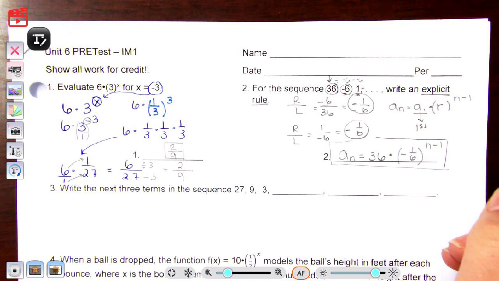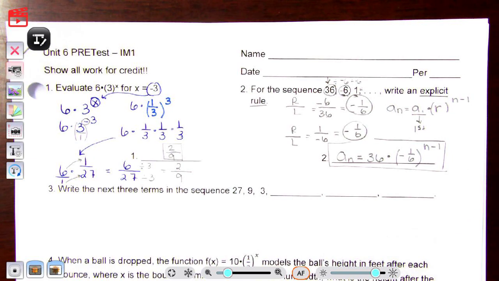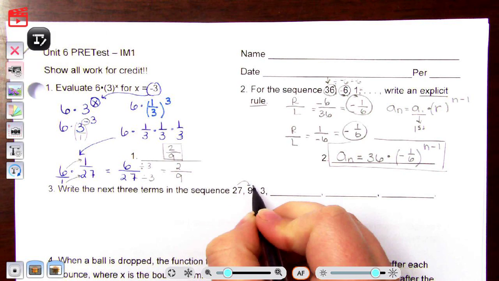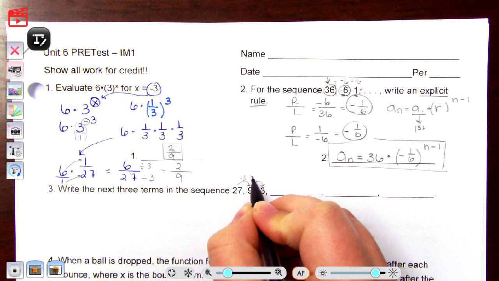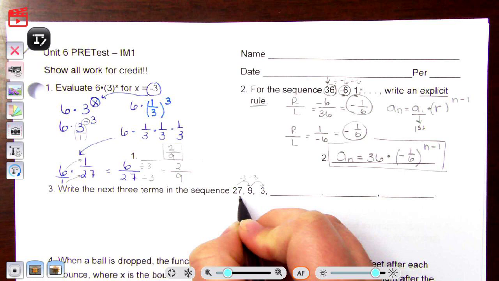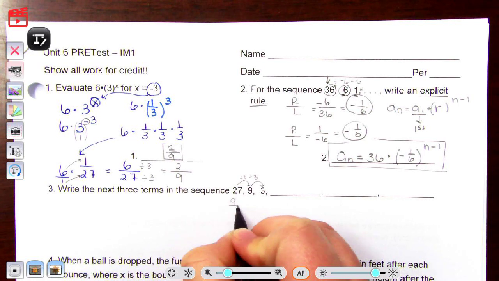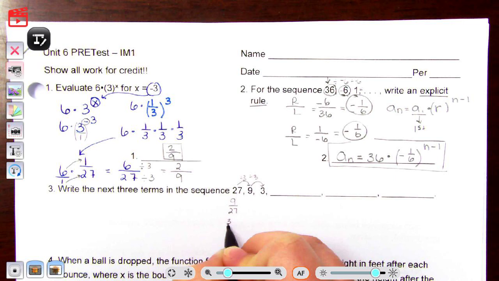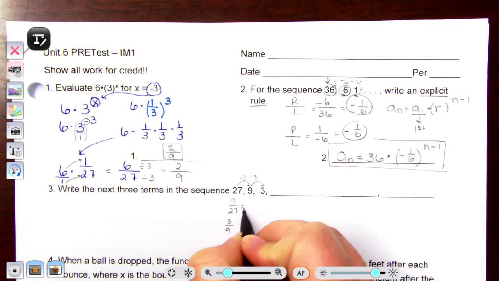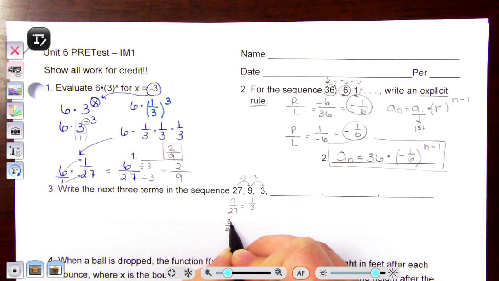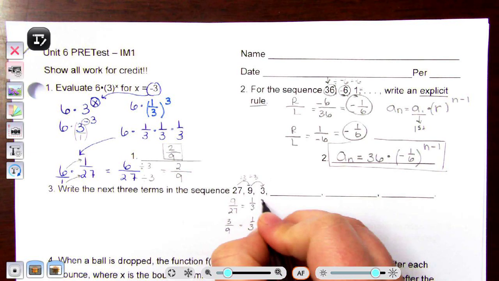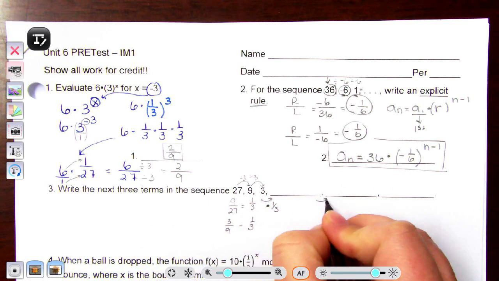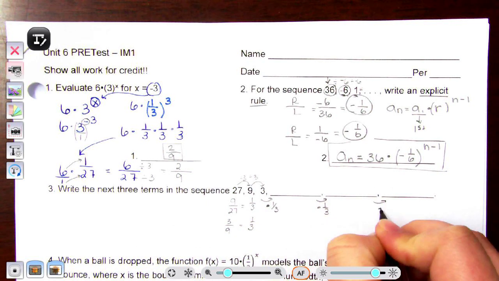Write the next 3 terms in the sequence. Okay, follow the pattern. 27 and 9, 9 and 3. It looks like I'm dividing by 3. Let me do this again: 9 divided by 27, 3 divided by 9. 9 divided by 27 is 1/3. 3 divided by 9 is, again, 1/3. So each jump is multiplying by 1/3.